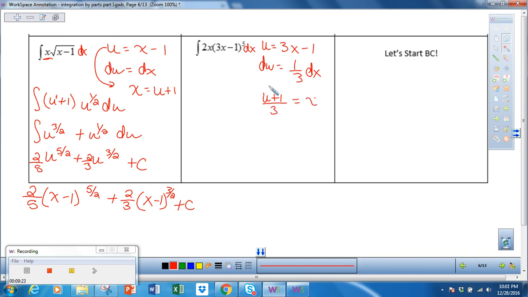Now I've got a lot of stuff out here, so I'm going to get rid of some of these constants. So let me start by writing the 2 on the outside. x became u plus 1 over 3, and this became u to the 5th, and dx became 1/3 du.